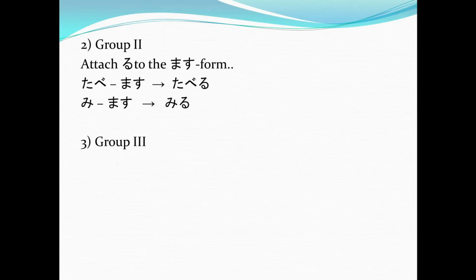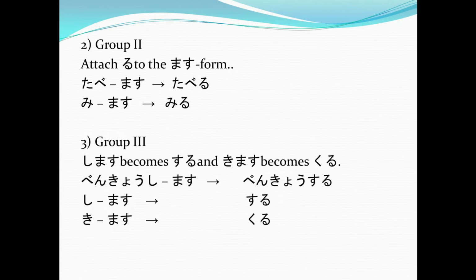So next, let's go to group 3. How do we change group 3 verbs into their ru form? Shimasu becomes suru, and for kimasu, which is a special verb, it is automatically kuru. Example, benkyo shimasu. We change shimasu into suru, so benkyo shimasu will become benkyo suru. Then shimasu, which is to do, will become automatically suru. Then again, kimasu is kuru.